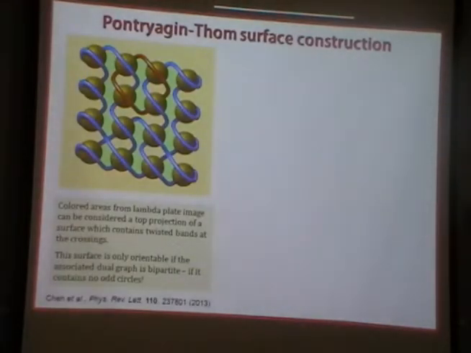There is one more thing. Out of these colors, you can consider these different regions as a top projection of a surface which contains all twisted bands. At the crossings, it's something similar to Seifert surfaces, if somebody is more educated in these topological topics. We found that this surface is orientable only in this associated graph property, so that there are no cycles in this case. And there was a very nice idea, how to recognize this director field, from Brian Chen and Randy Kamien, and this technique of coloring the surfaces.